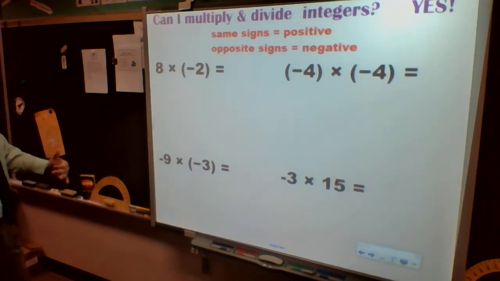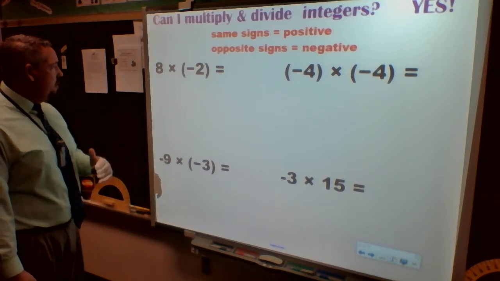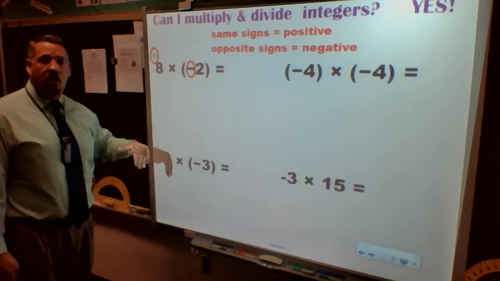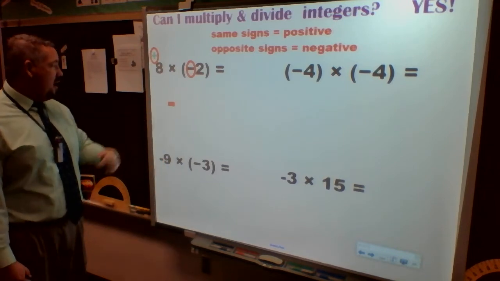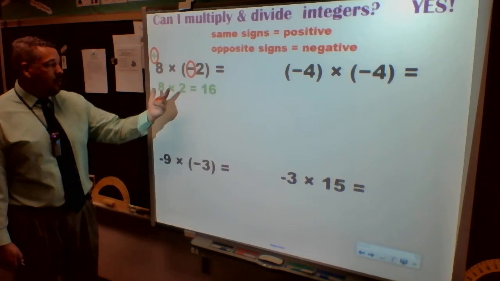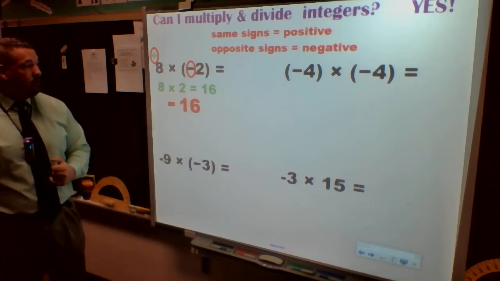Continuing to multiply. Opposite signs on this one. 8 times negative 2, because that's an understood positive. So opposite signs tell me that my answer is indeed negative. Straightforward multiplication of 8 times 2. 8 times 2 is 16. So my answer is negative 16.